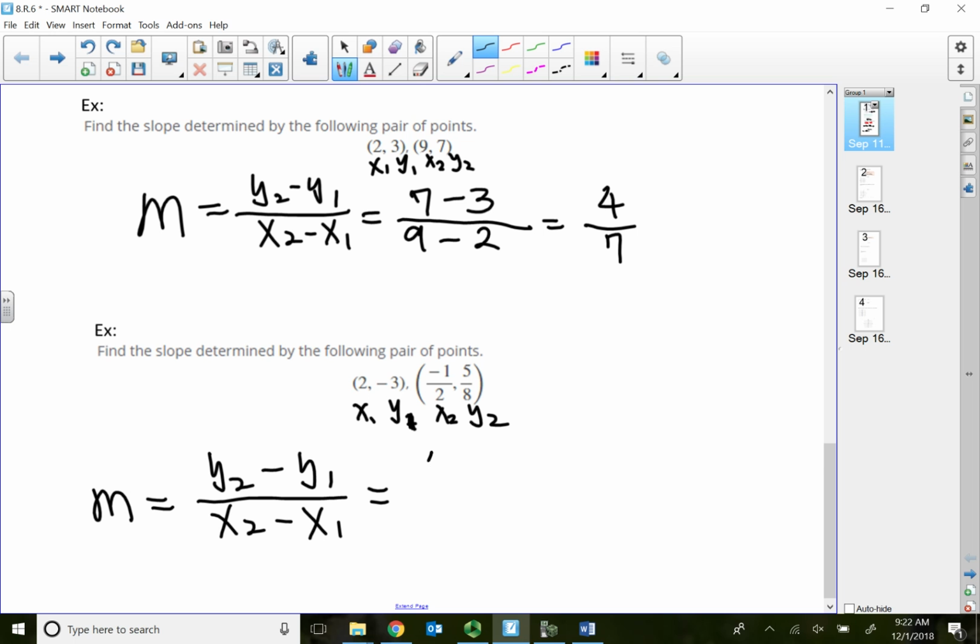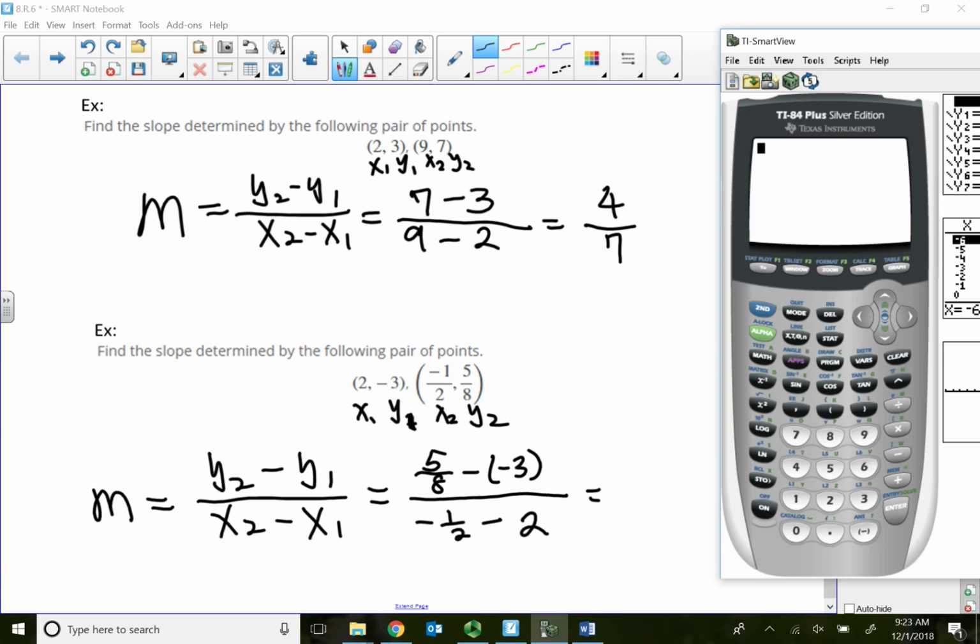So y2 is 5 over 8 minus y1 is negative 3. So be careful now. It's not 5/8 minus 3. It's 5/8 minus a negative 3, okay? Over negative half, got to subtract, x1 is 2. All right, let's see what 5/8 minus negative 3 is. So parenthesis 5 over 8 minus a negative 3. That gave me 3.625. Convert to a fraction, that will be 29 over 8.